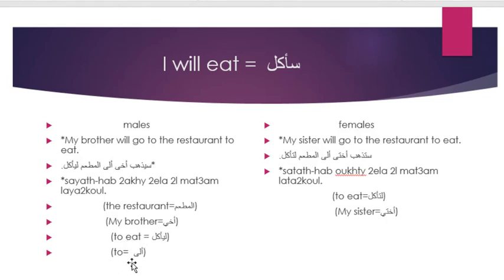To is إلى, which indicates that I'm talking about a place. It is just used for places. إلى المدرسة, to school. إلى النادي, to the club. إلى السينما, to the cinema. This preposition is just used for places. Okay, in the next slide we will talk about the females.